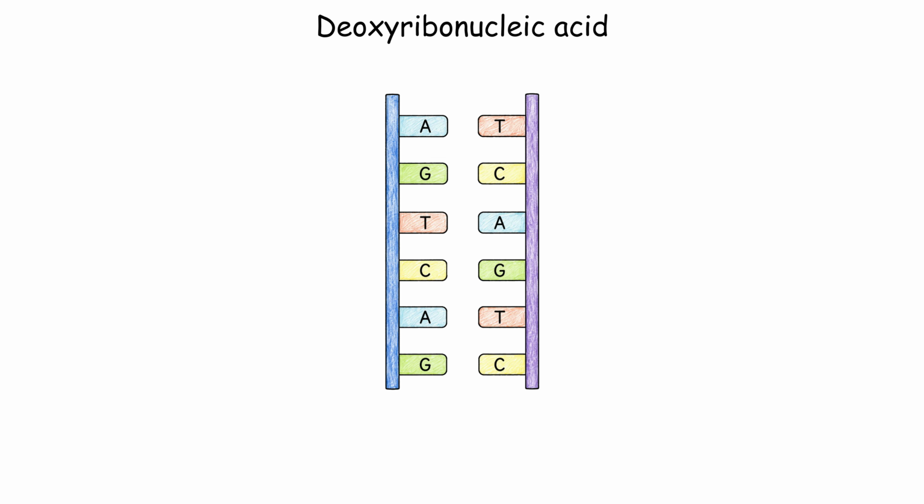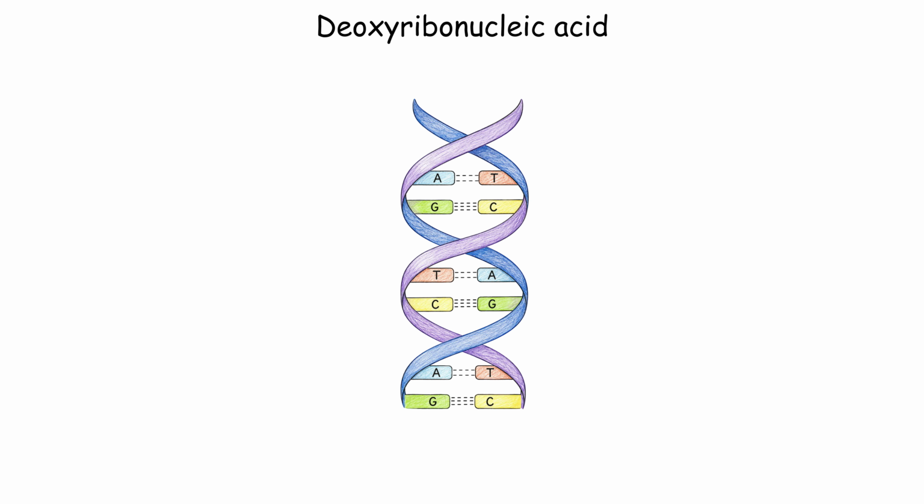Now let's focus on DNA. DNA is usually made of 2 polynucleotide strands. These 2 strands twist around each other to form the famous double helix structure. You can imagine DNA like a twisted ladder. The sides of the ladder are the sugar-phosphate backbones, and the steps of the ladder are pairs of nitrogenous bases.